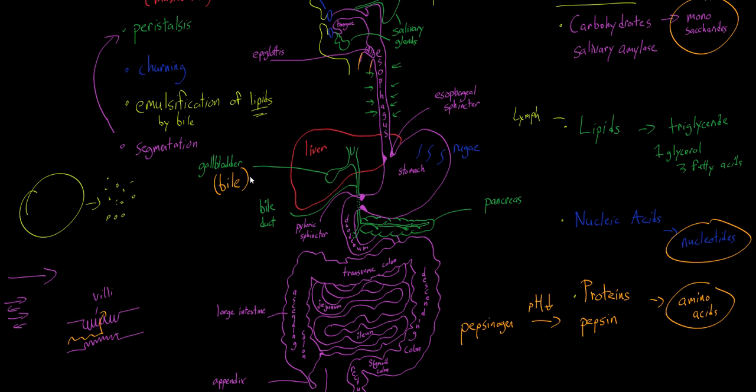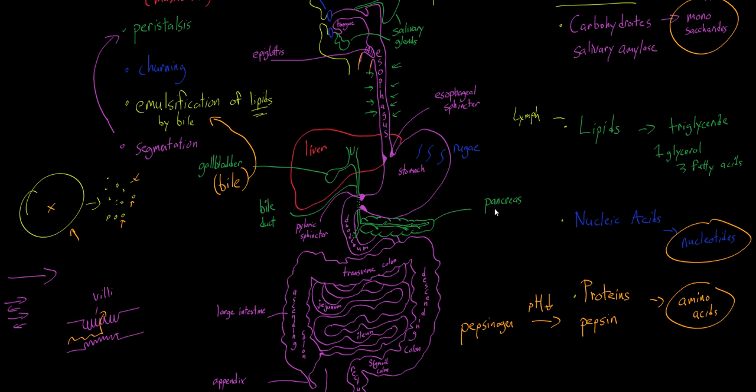Bile, remember, is there to emulsify lipids, to break them into small pieces so that the enzyme can reach them. If the enzyme is trying to get to the center of a big blob of oil, it won't be able to. But if you have many small droplets, it's much more efficient digestion. So the bile will be squeezed out of the gallbladder and go down into the duodenum.